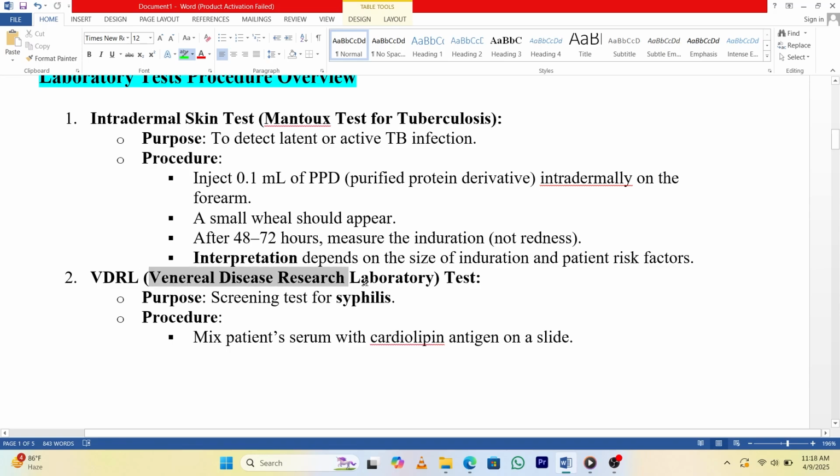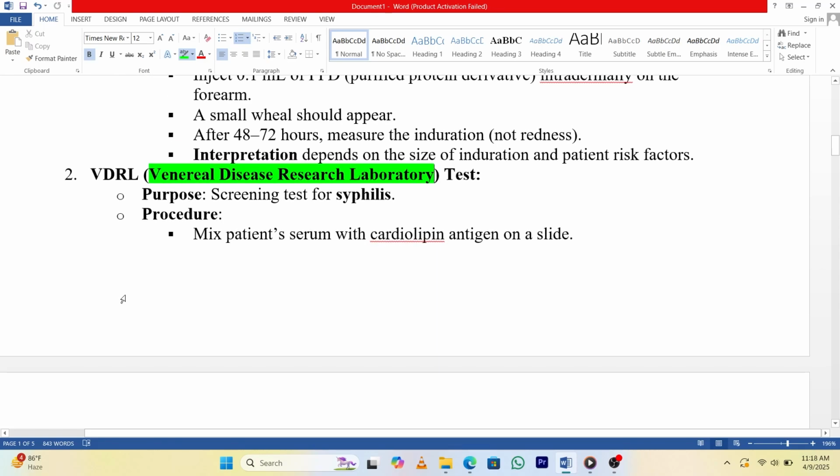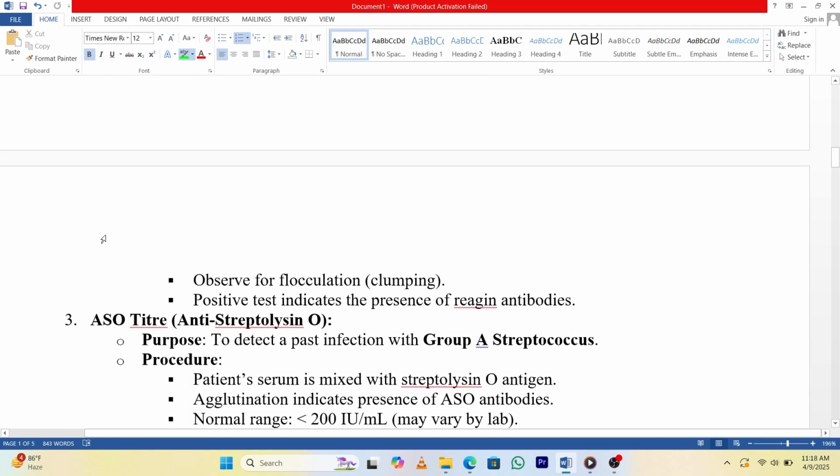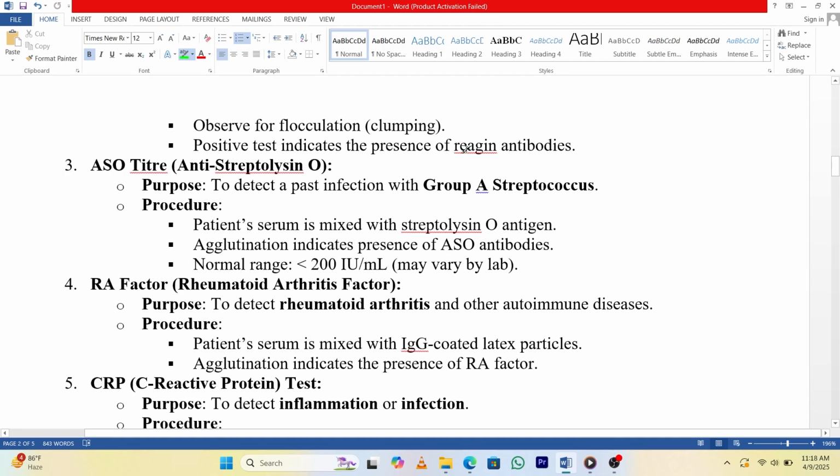2. VDRL, Venereal Disease Research Laboratory, test. Purpose, screening test for syphilis. Procedure. Mix patient's serum with cardiolipin antigen on a slide. Observe for flocculation, clumping. Positive test indicates the presence of reagin antibodies.